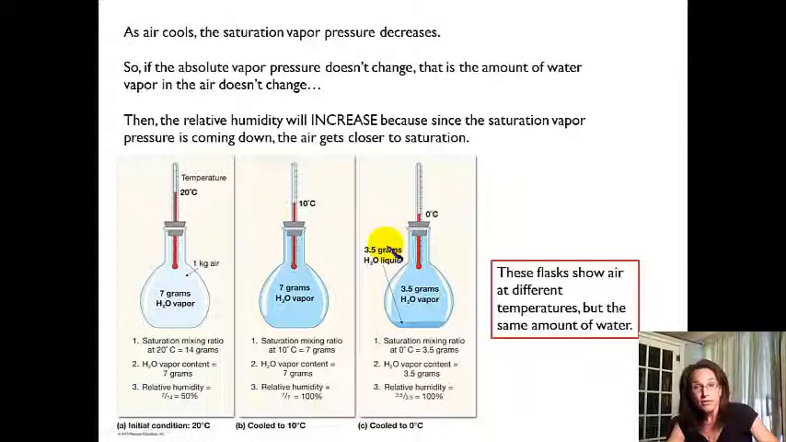Now, if we cool it another 10 degrees, our saturation mixing ratio is going to go below 7, and so what's going to happen? We're going to have condensation happen. So we're going to have to move water vapor out of the gaseous form into the liquid form in order to reduce that vapor pressure or mixing ratio in the atmosphere. And so now we're down to 100% relative humidity again.